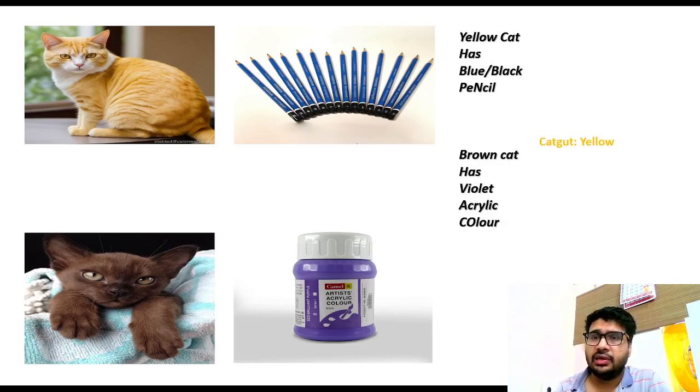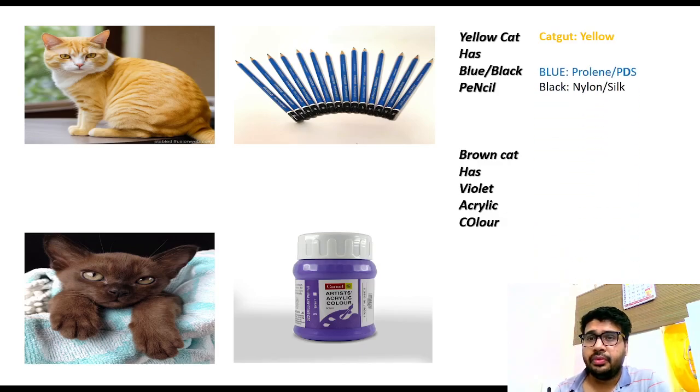It means catgut is yellow. It means plain catgut is yellow. Blue is for Prolene and PDS. It means Prolene and PDS are blue. I have made the D letter in PDS as dark. So PDS can be dark blue or violet in color also.